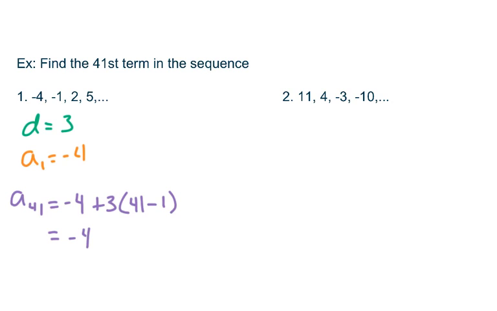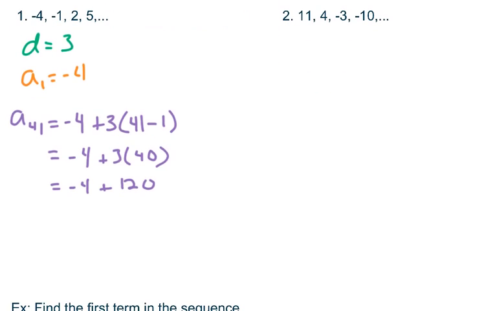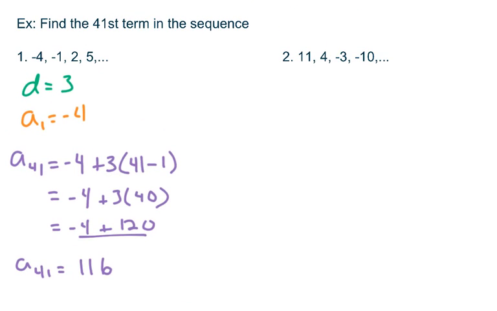So we can say -4 plus 3 times 41 minus 1, which is 40. So -4 plus, this will be 120. And we can say now that the 41st term, a sub 41, is equal to -4 plus 120, which is 116. So instead of writing out the first 41 terms of this sequence, which would take forever, we can use this recursive formula. We know the 41st term is going to be found by using this information, and let's just run it through and use arithmetic to get 116.